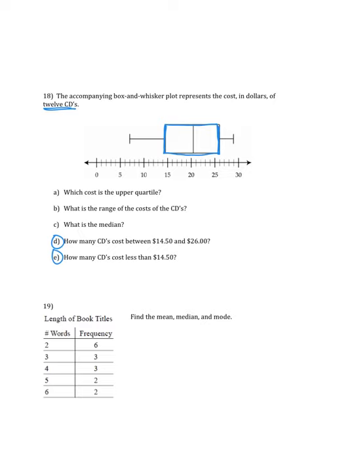And we know that there's 25% in each section. So you divide 12 into 4. So 12 divided by 4 is 3. That means each section represents 3 CDs. So 3 here, 3 here, 3 here, and 3 here. So the middle two sections are 3 and 3, so there are 6 CDs represented there.